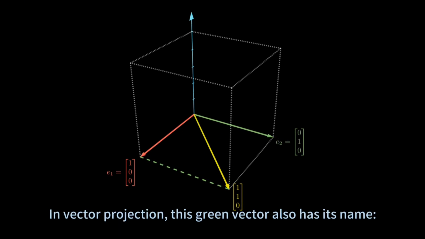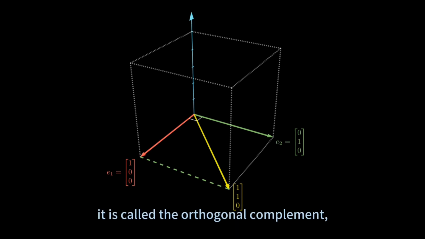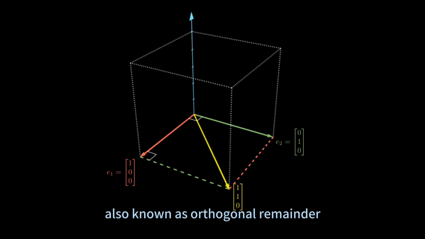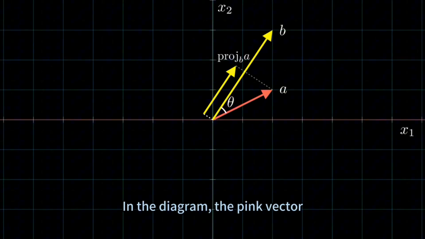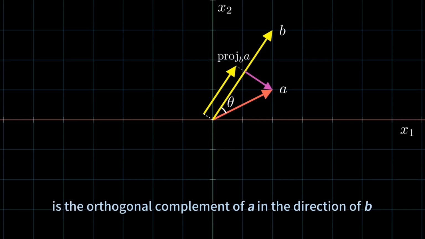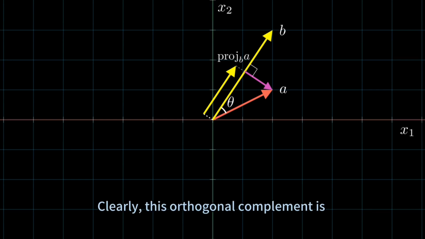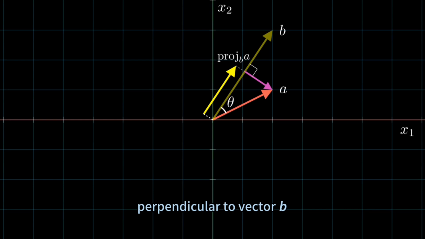In vector projection, this green vector also has a name. It is called the orthogonal complement, also known as the orthogonal remainder. In the diagram, the pink vector is the orthogonal complement of A in the direction of B. Clearly, this orthogonal complement is perpendicular to vector B.